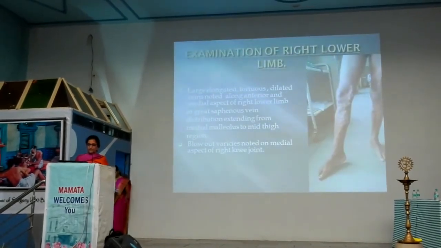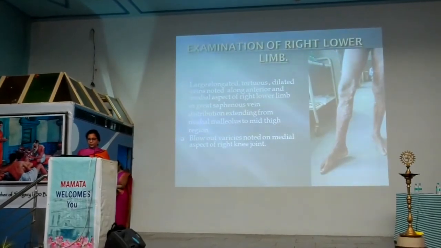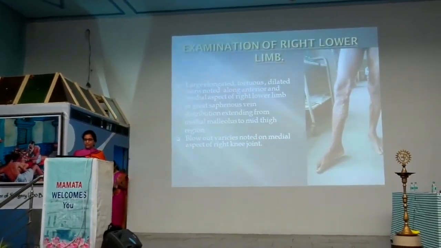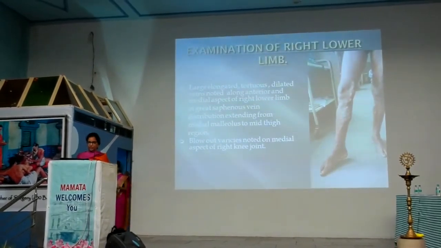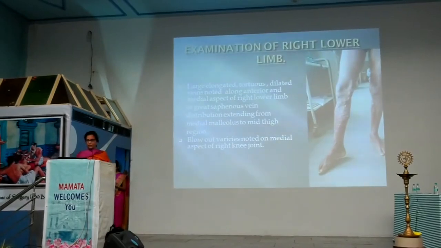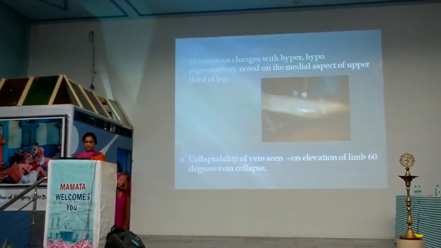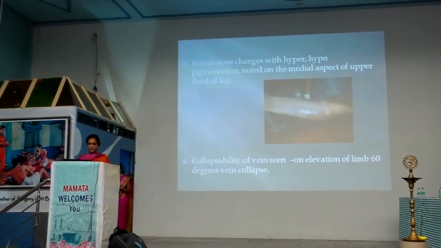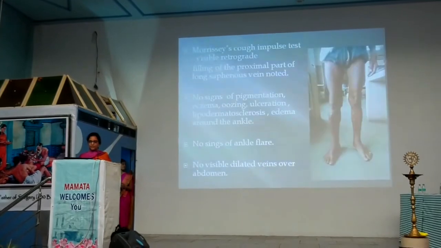Coming to the diseased leg, that is the right lower limb, enlarged tortuous dilated veins are noted along the anterior and medial aspect of the right lower limb in great saphenous vein distribution, extending from the medial malleolus to the mid-thigh. Saphena varix is noted on the medial aspect of the right knee joint. Eczematous changes with hypopigmentation are noted on the medial aspect of the upper third of the leg. Collapsibility of the veins is seen on elevation of the limb to 60 degrees.